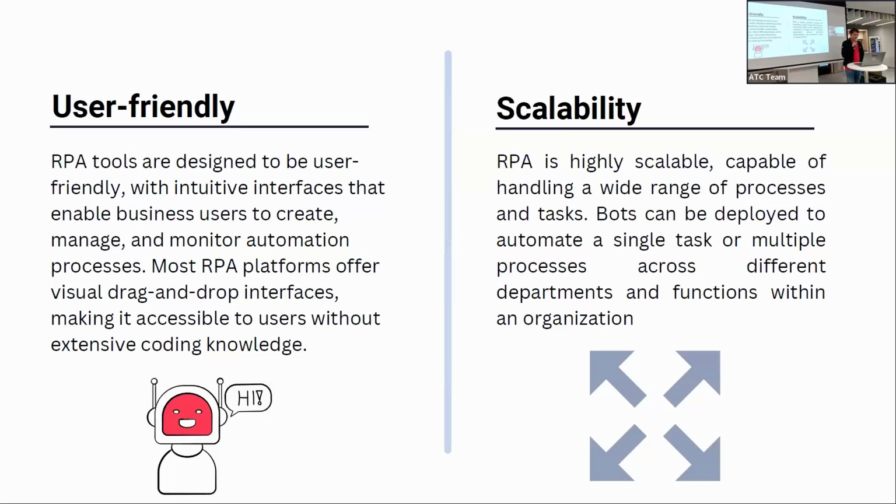The last characteristic I'll be discussing is the scalability. RPA can be highly scalable depending on the tasks that you want it to do. They can also be integrated with AI and machine learning to improve and automate processes such as data collection and cleaning of data and actually processing it.